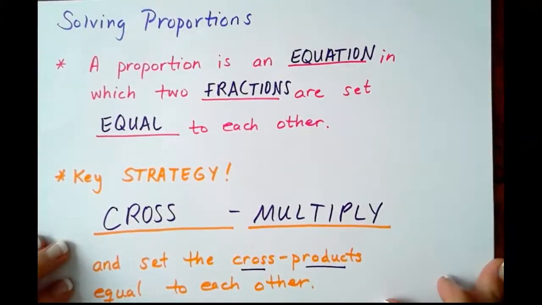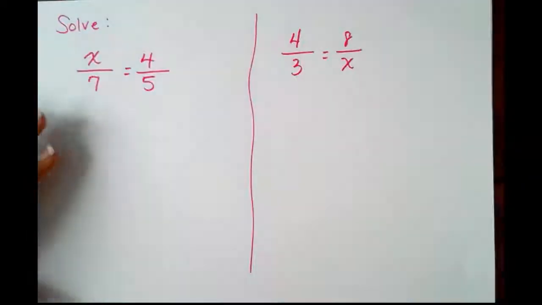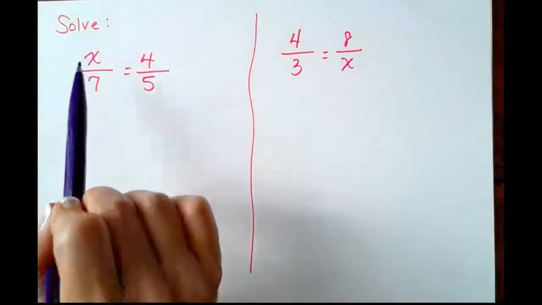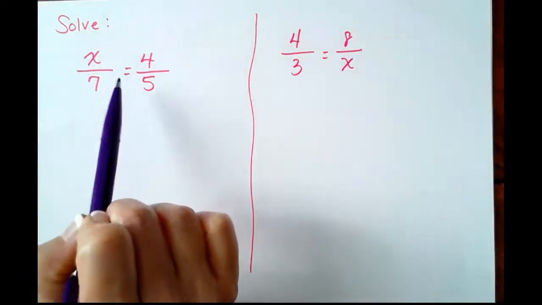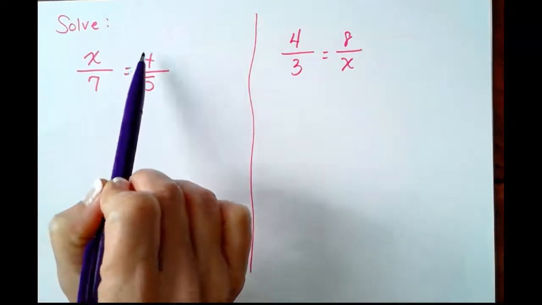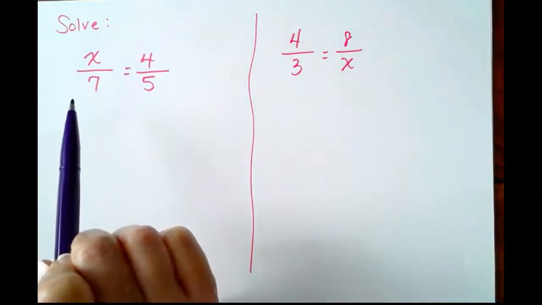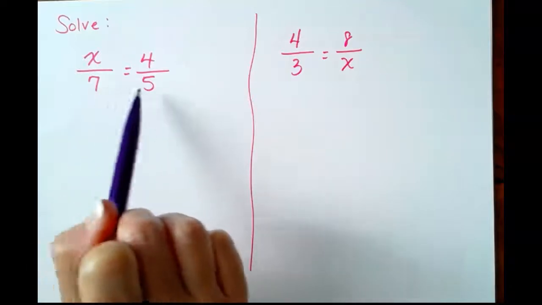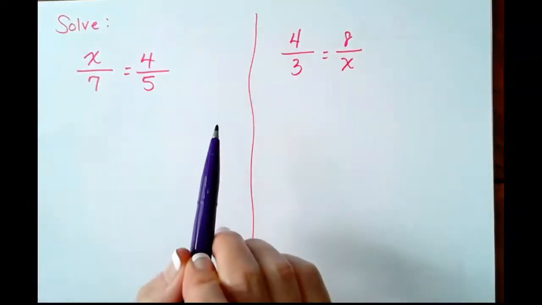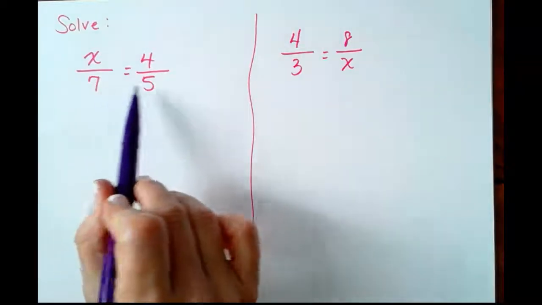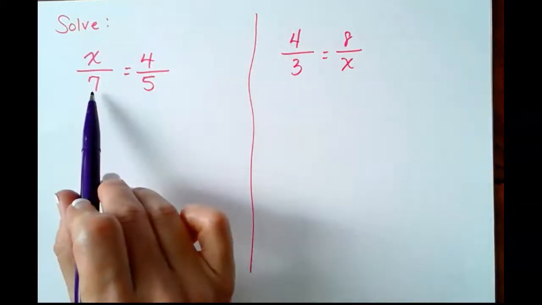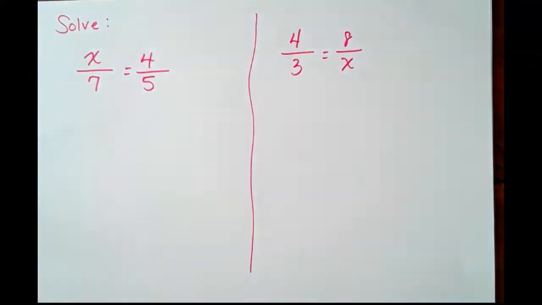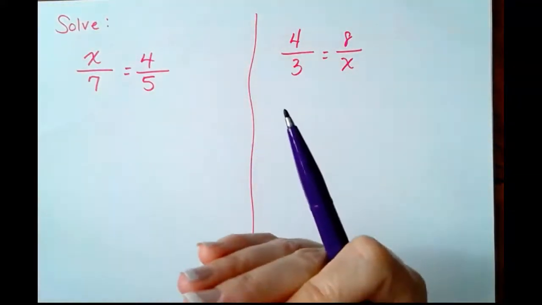So we're going to quickly work through some examples. So here are two very simple examples. X over 7 is set equal to 4/5. Now first of all, a reminder. There is nothing that I can multiply to 7 or 5, no whole number that I can multiply to 7 or 5 in order to rename 4/5 as something over x over 7. That's why we need the strategy to cross multiply.